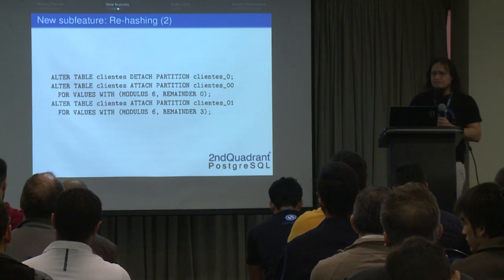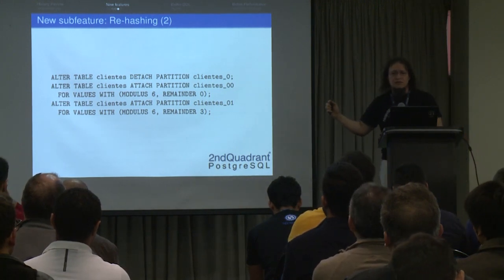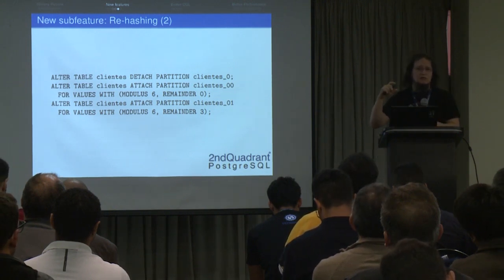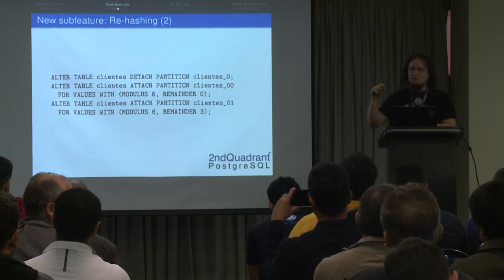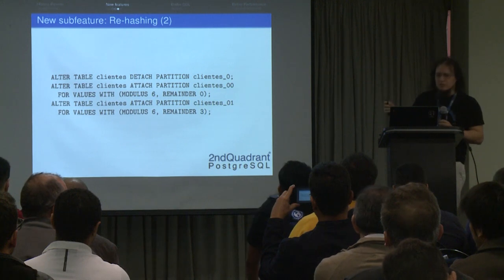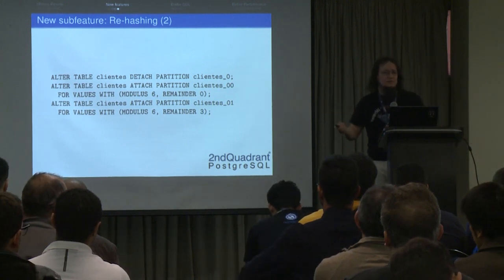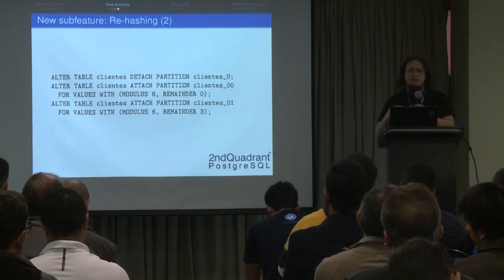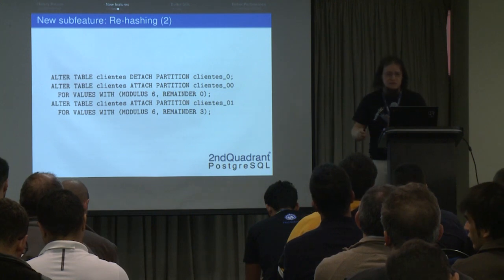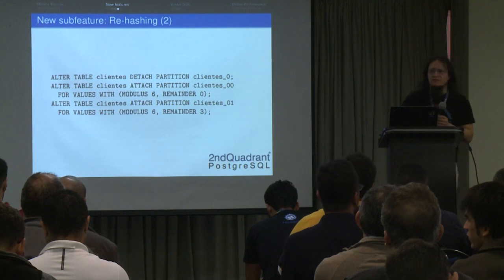So this is already very convenient to use and very easy to grow. You need to take a small lock and prevent operations for a small time, but it is not terrible. It probably will be improved later by having some system that can concurrently move tuples to rehashing partitions. But hash partitioning is a very, very convenient feature.